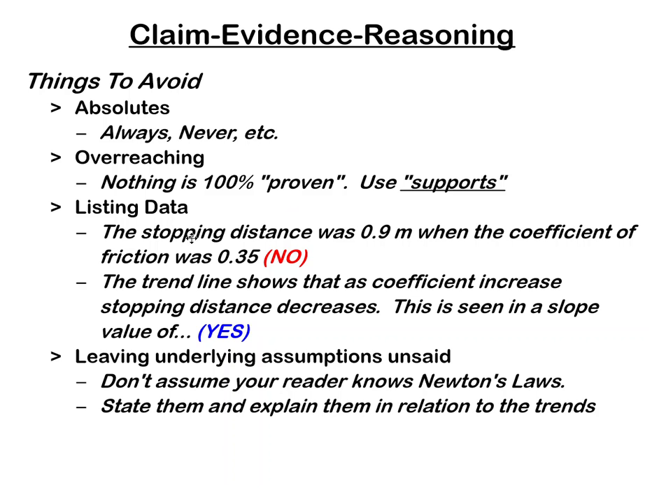The number one thing that students do is list data. Do not say the stopping distance was 0.9 meters when the coefficient of friction was 0.35. Don't say that, because that doesn't tell me anything other than one single data point. Tell me about the trend. The trend line shows that as coefficient increases, stopping distance decreases. This is seen in a slope value of, and then we could go on and talk about our slope value there. This is not a single data point. This trend line and this statement summarizes all of my data points.